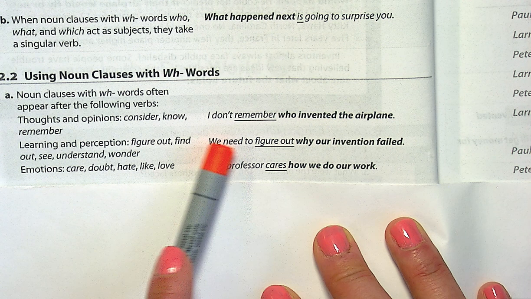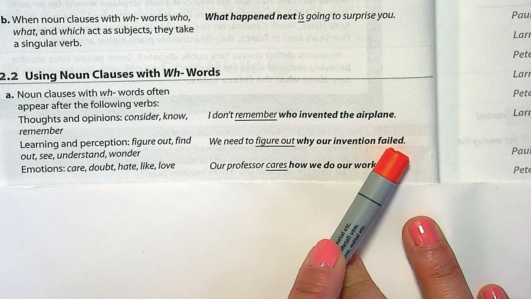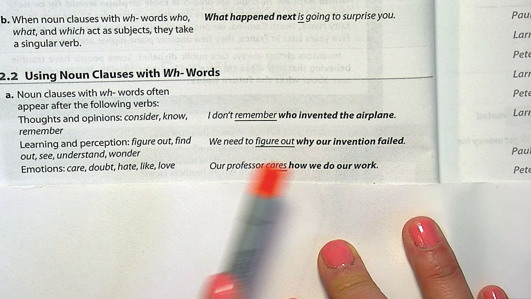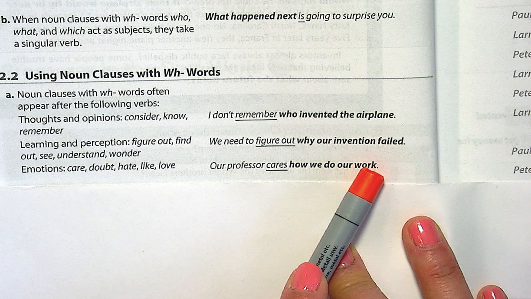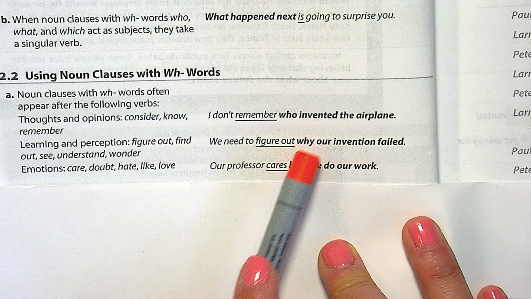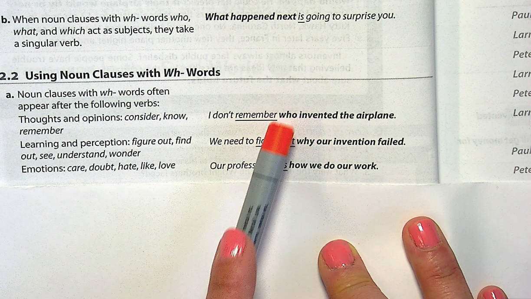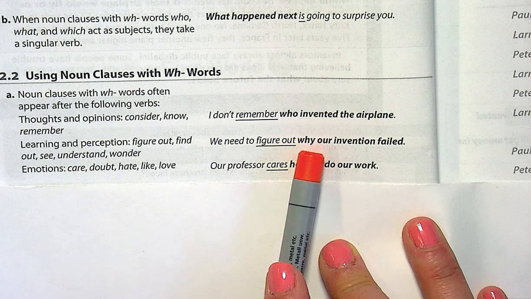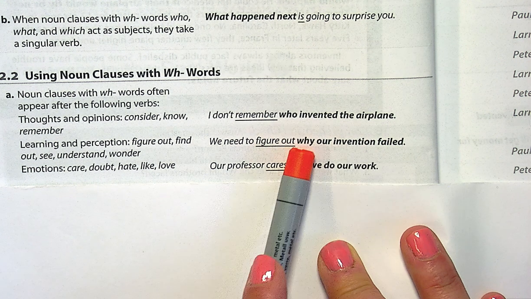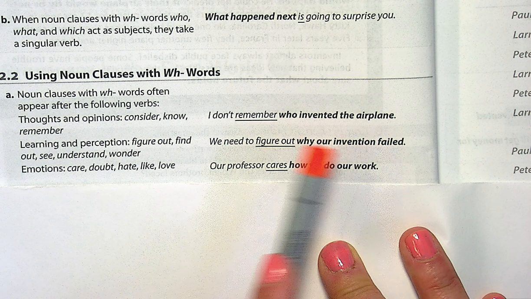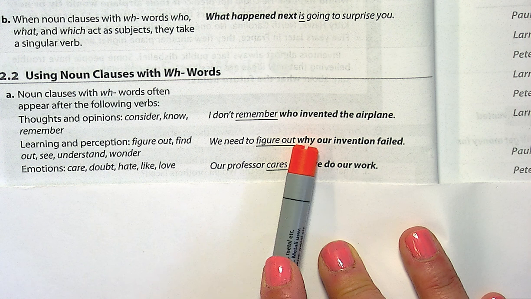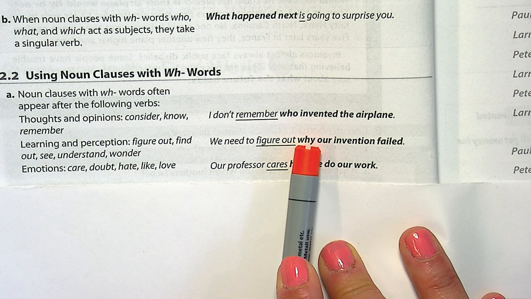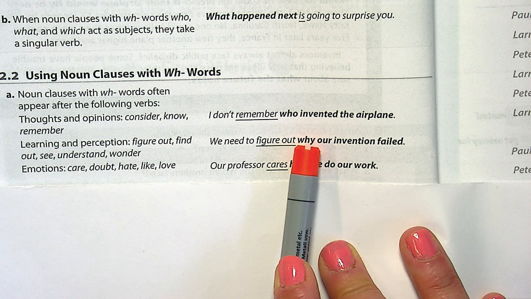We need to figure out why our invention failed. Our professor cares how we do our homework. Pay particular attention to the difference in meaning between I don't remember that and the question word version. We need to figure out that our invention failed, why our invention failed. So our focus is on why. We have this question word to show that we need to figure out why.